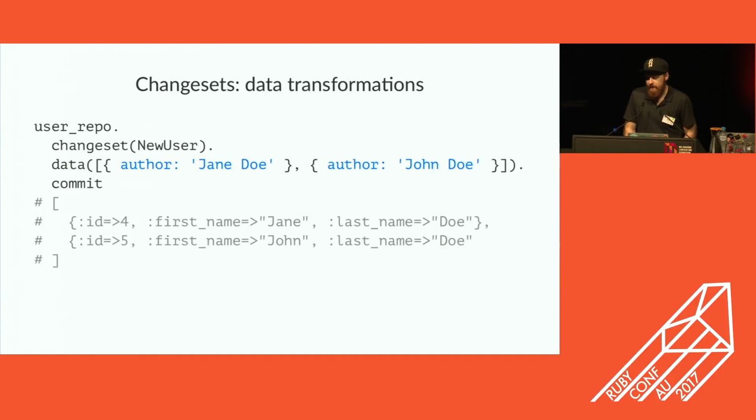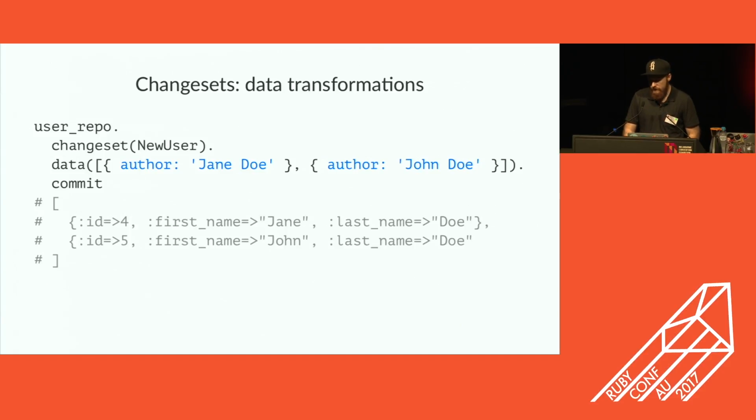Another interesting thing about changesets is that they work with both hashes or arrays of hashes, or in fact, an array of any objects that can be coerced into a hash. And in this case, the changeset will just create multiple users and give them back as a result. And this is actually pretty cool because under the hood we can do some tweaks, like for instance, in Postgres we use multi-insert automatically because we have dedicated database commands per each database type. So this is pretty nice.